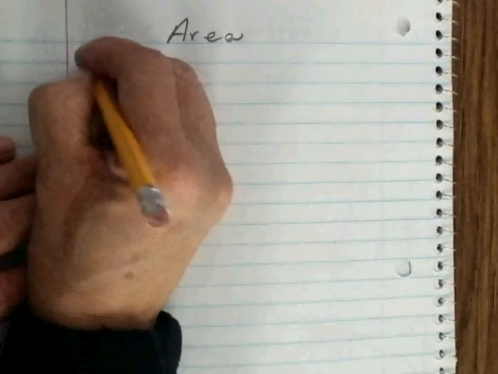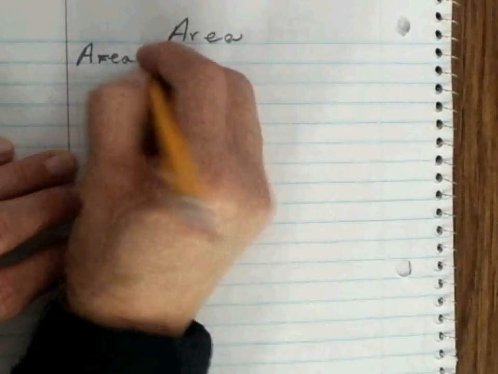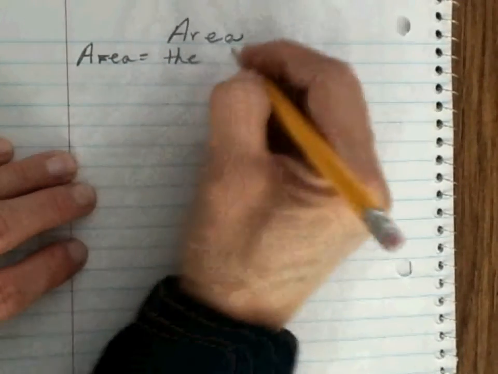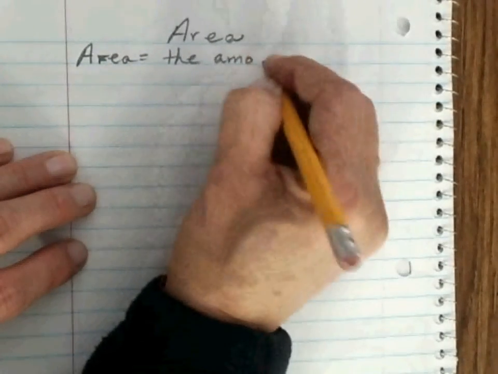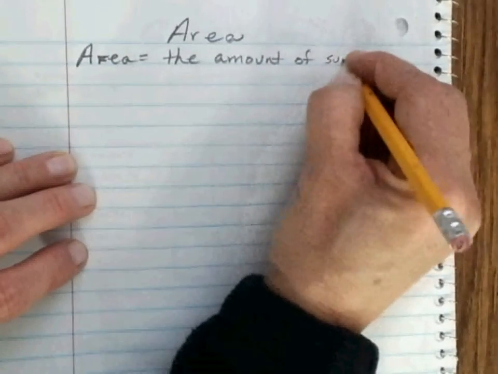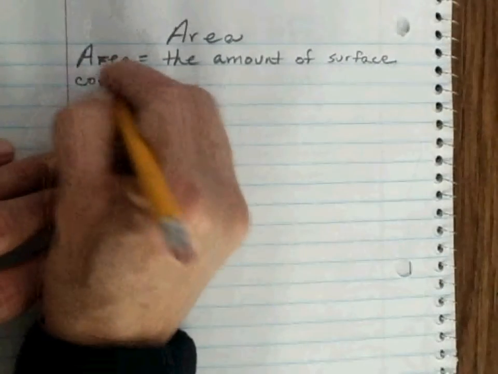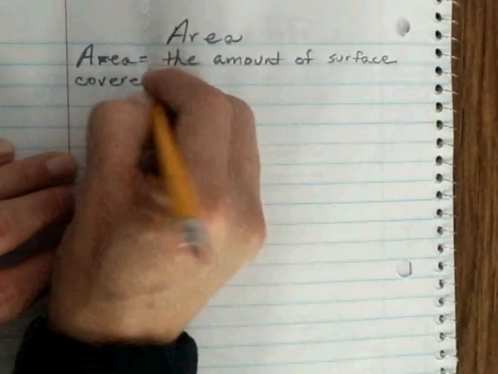The definition of area is the amount of surface covered. The amount of surface covered. That's our definition of area.